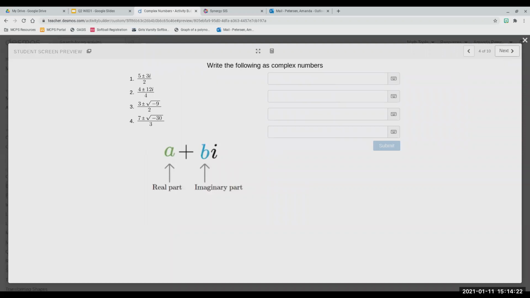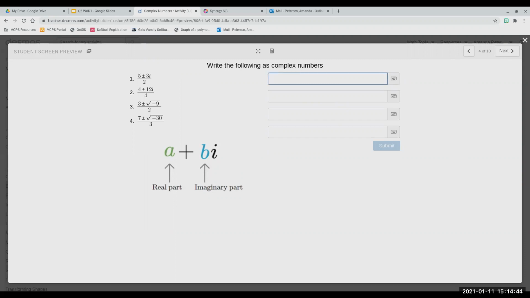So slide 4 looks a little bit more complicated than it actually is. When you're writing complex numbers, remember you've got two pieces: your real part and your imaginary part. So what I'm going to do here is take each fraction of 5 plus or minus 3i over 2, and split it into the real part and the imaginary part.